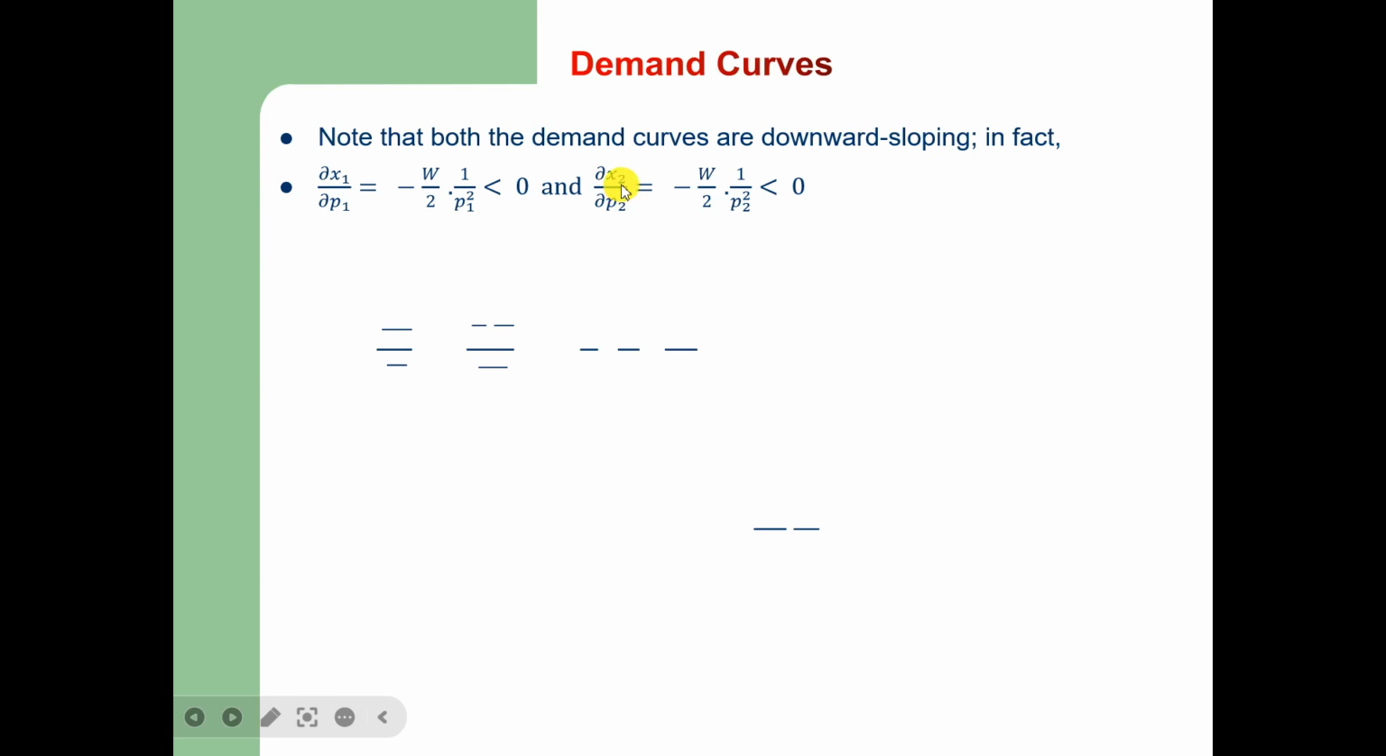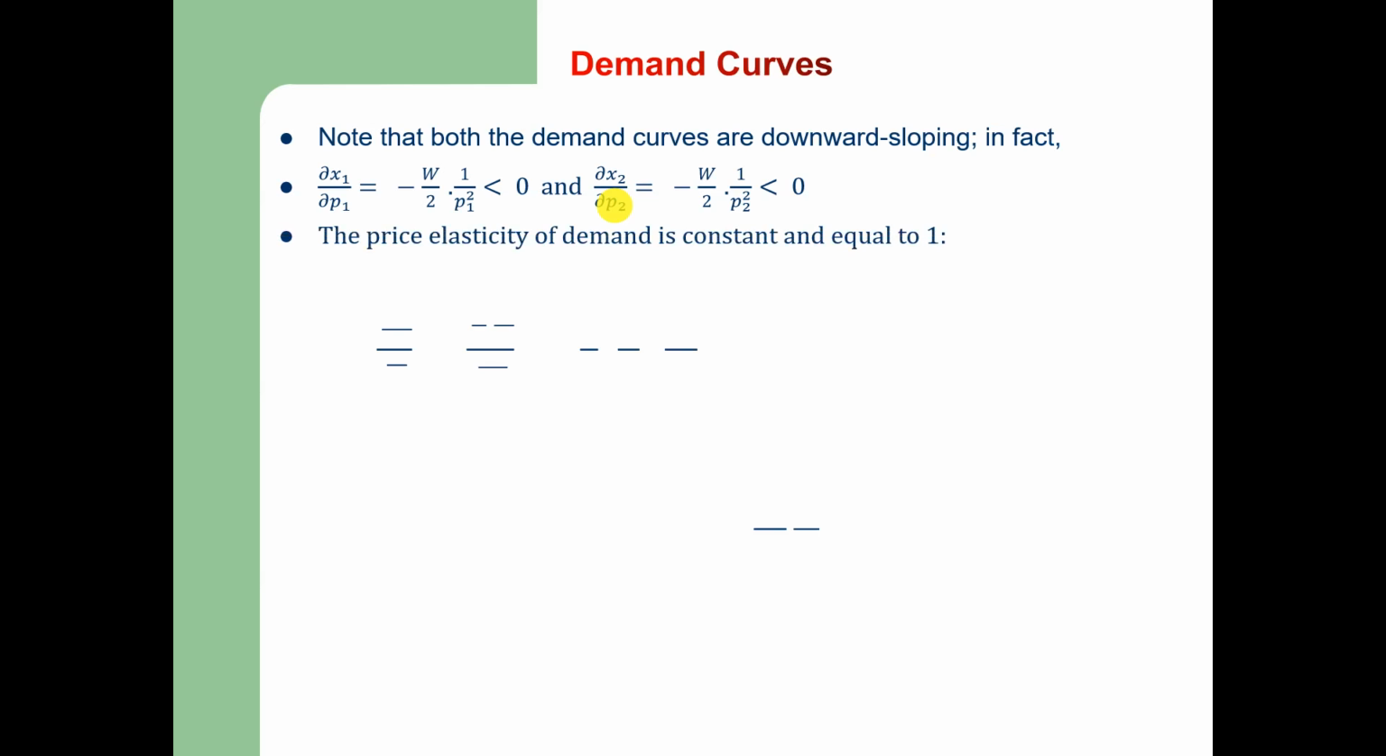Similarly, the partial of x2 with respect to P2 is also negatively sloped because the sign of this derivative is minus, that is negative, less than 0. So this means that the demand curve for good 1 with respect to its own price and the demand curve for good 2 with respect to its own price both are negatively sloped. So this is the mathematical proof of how we can say that the demand curves are negatively sloped.